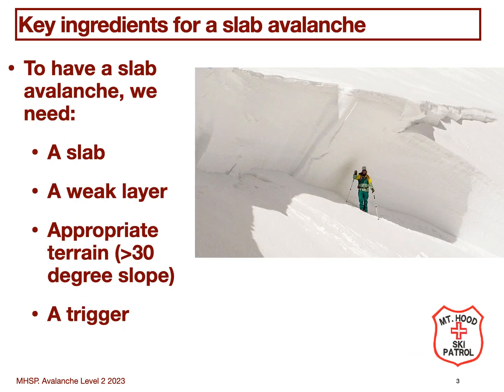As you may remember from level 1, the key ingredients for a slab avalanche are a consolidated layer, the slab, a weak layer, a slope between 30 and 45 degrees, and lastly, a trigger. But how do these elements result in a slab avalanche? We've all skied on slopes that have these elements and not triggered an avalanche. What's the critical event that starts the avalanche train in motion?